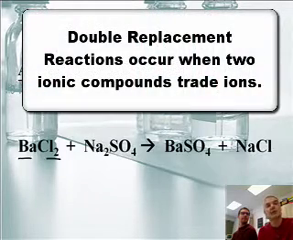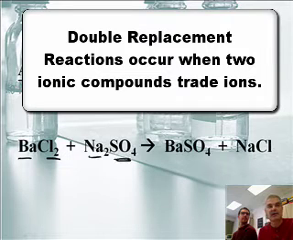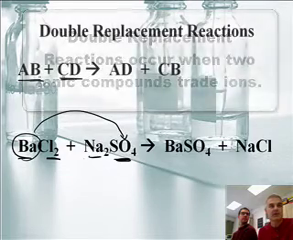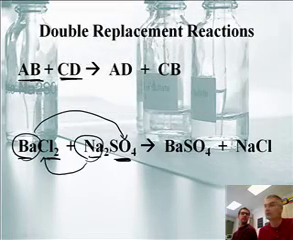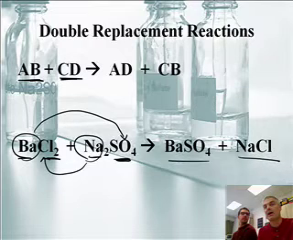Here's a classic example. If we have barium, he takes chloride to the dance. Sodium takes sulfate to the dance. When they get together, they switch. Barium decides he wants to go with the sulfate girl, if you will, and sodium wants to get together with the chloride girl, and they trade partners. There they go.